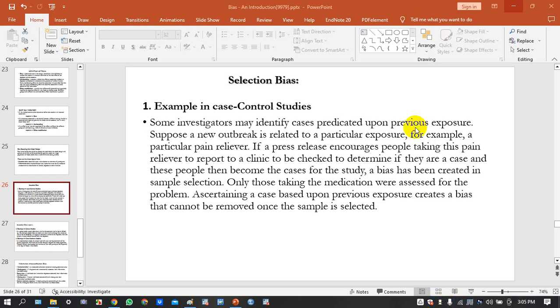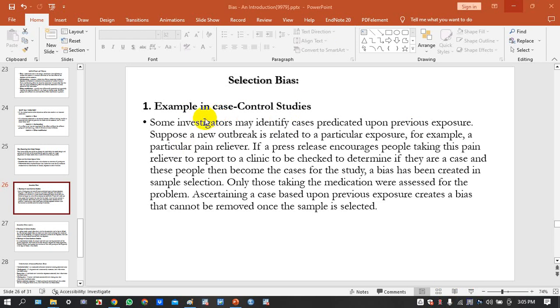Okay, so we'd like to resume. We'd like to continue. So still on selection bias. Example, in case control studies. So we have come back to give some examples of selection bias.